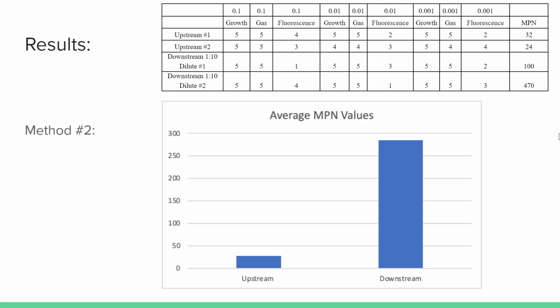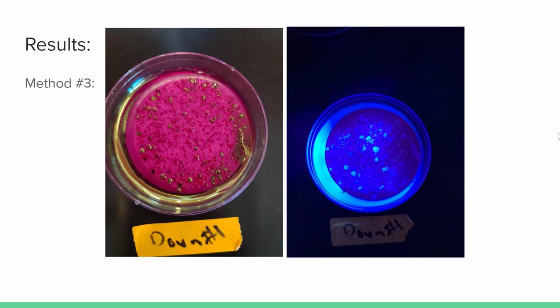The third and final method, these two images show, in the first image, a positive for coliform. The gold specks on it show these are colonies on the agar plate. In the second photo, it shows fluorescent dots on the agar plate, and this indicates a positive for E. coli.